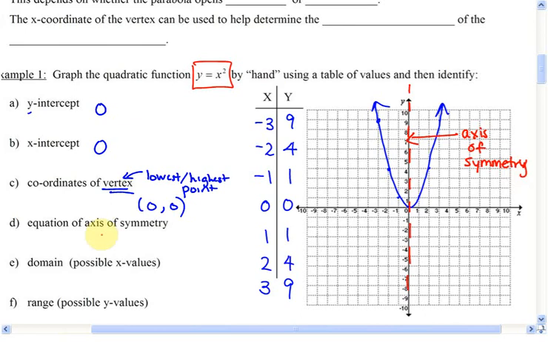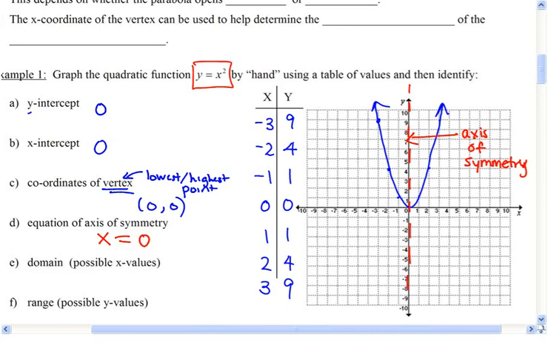This is the equation of the axis of symmetry. X equals 0. Okay? What I'm saying to you is every single point on this vertical line has an x value that is always equal to 0, no matter what the y value is. So therefore, the equation is just x equals 0. Okay? All right, let's keep going on.